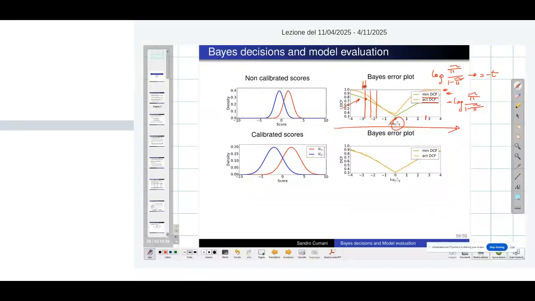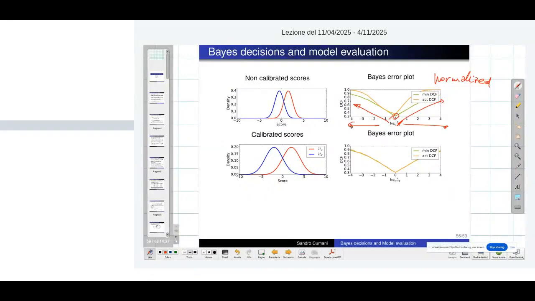Then we can see that we have this V-like shape. These are normalized DCF. With normalized DCF, we can show that the minimum will actually correspond to this point, 0, and then the DCF, and the minimum DCF, will increase as we move far from it.